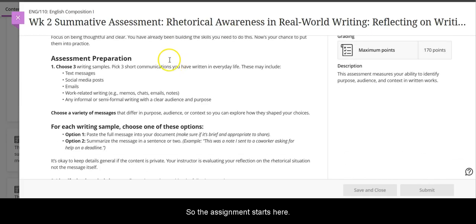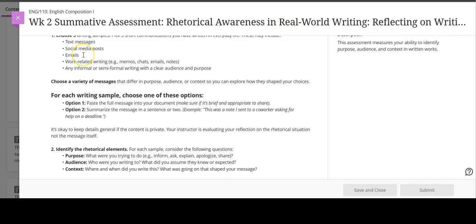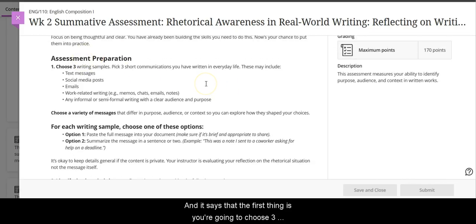So the assignment starts here, and it says that the first thing is you're going to choose 3 different short communications you've written in everyday life. And here are some examples of what you could choose.